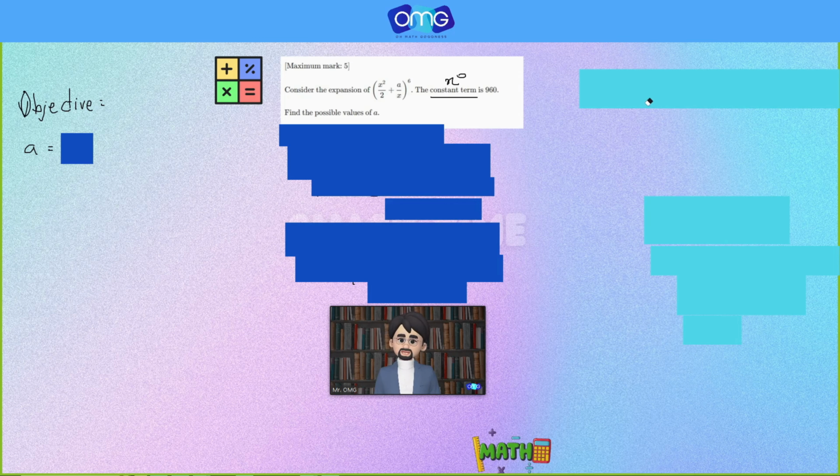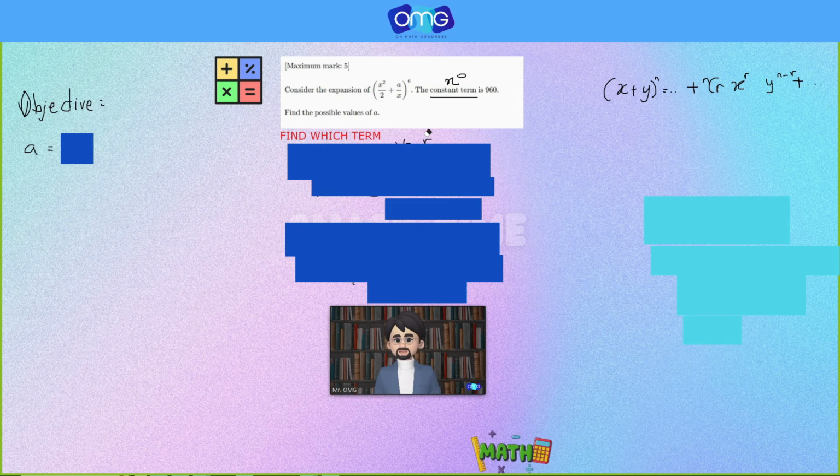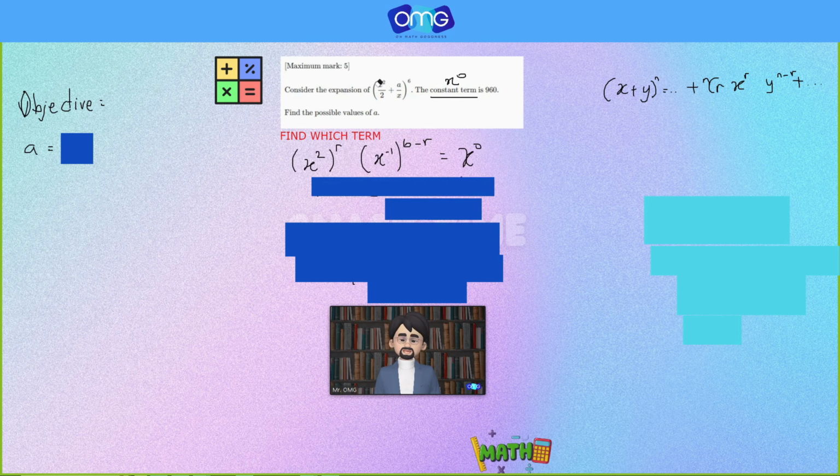To solve these questions, we need the binomial expansion formula, which is nCr x to the power of r y to the power of n minus r. That's the expansion of one of the terms. To find which term is the constant term, the question is to find which term. To find which term, we use x squared to the power of r, and a over x, we can take as x to the power of minus 1 to the power of 6 minus r, equals x to the power of 0.